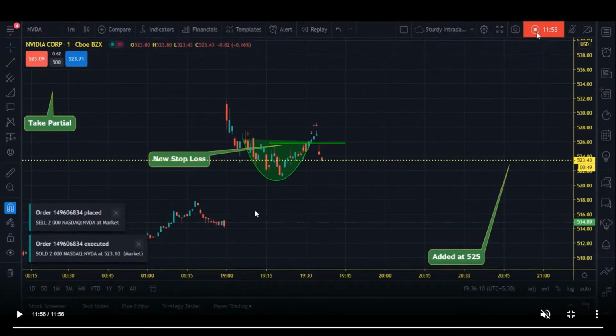Remember the few things I have taught you today: you must take partials at regular intervals when you are trading.